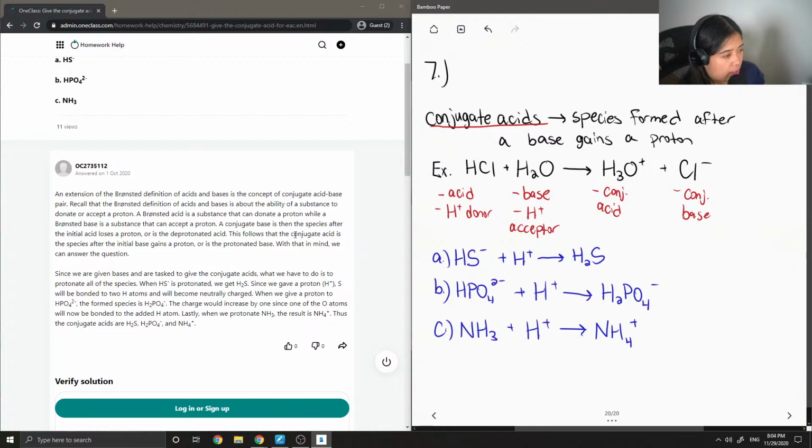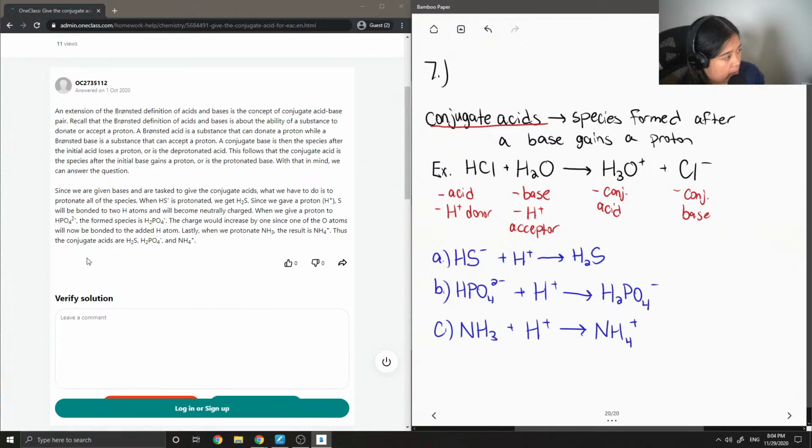This follows that the conjugate acid is the species after the initial base gains a proton, or is the protonated base. With that in mind, we can answer the question. Since we are given bases and are tasked to give the conjugate acids, what we have to do is to protonate all of the species.